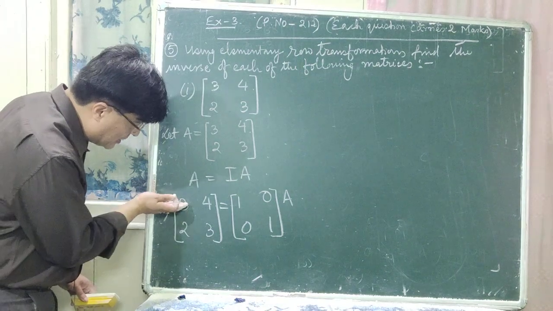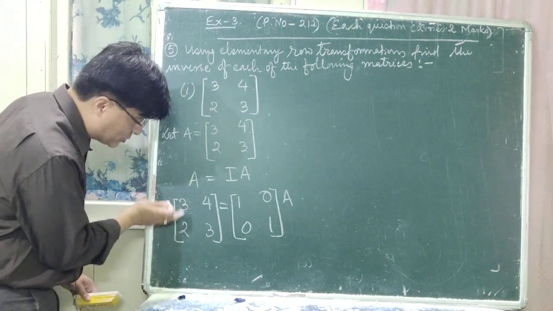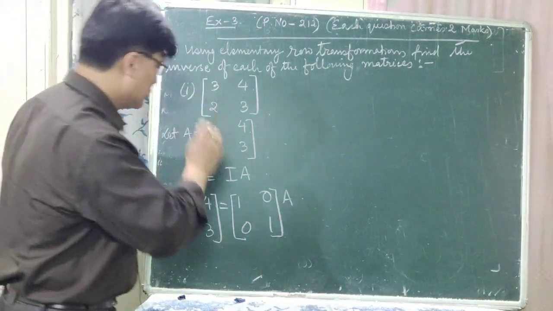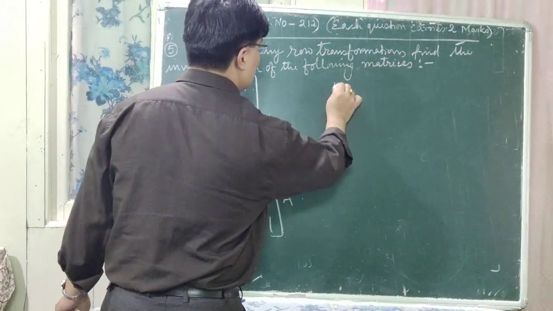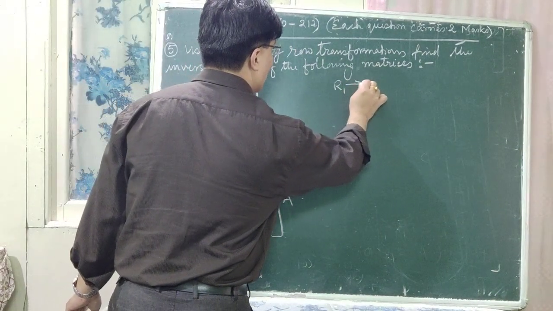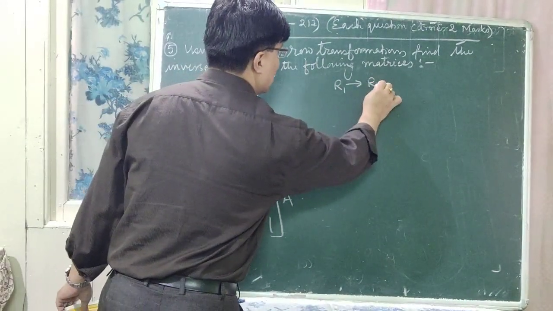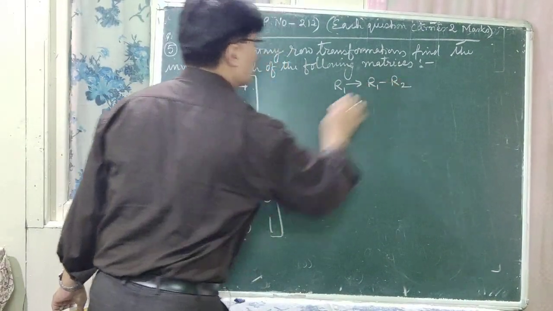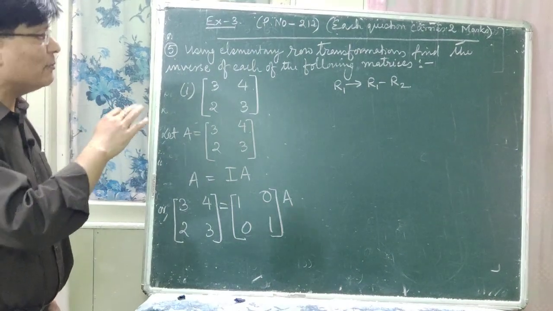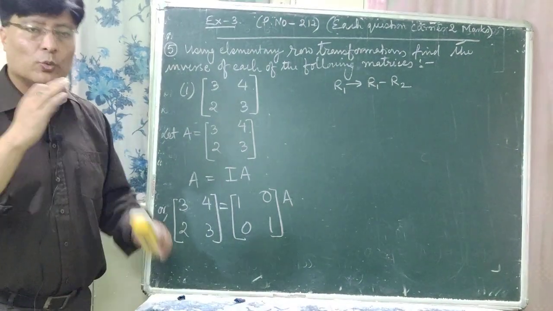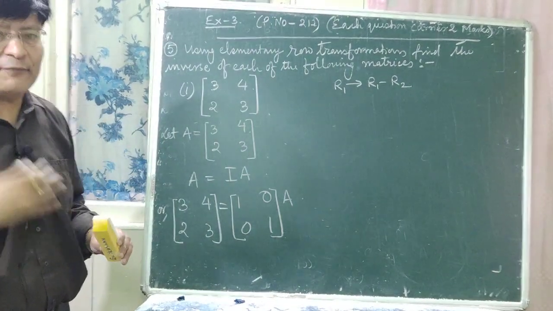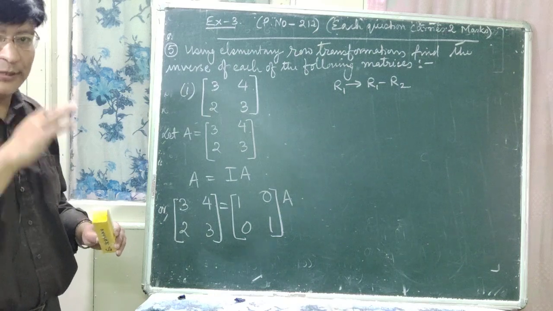How can you change it? R1 minus R2, that is 3 minus 2, it will be 1, isn't it? So in this case, we can use this property. R1 is changing out here. So R1 is equal to what? R1 minus R2. That means this is elementary row transformation. That is, we are changing rows with the help of properties of determinant.